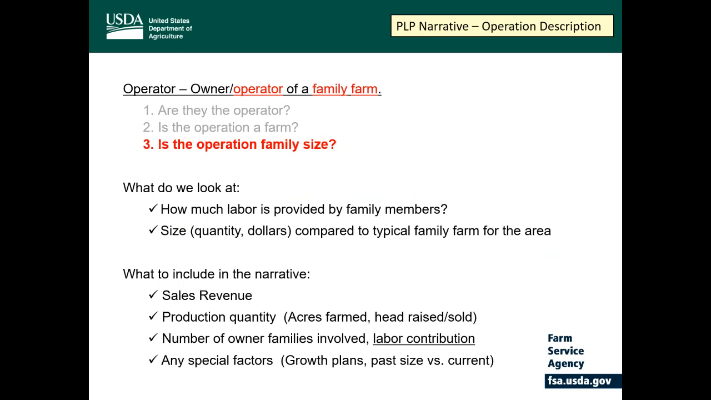Last thing on this operation description part of the narrative is trying to describe a little bit of the size. What we look at in terms of family size is probably the biggest thing: how much labor is contributed by the family members versus how much they have to hire out. Also, something to put the size in perspective, whether it's acres or quantity sold, head of livestock, or dollars of revenue and so forth. We compare that to typical family farms in the area and try to get a comfort level that, yes, this is a typical family size farm. As you're probably aware, this is region specific. Things to include in the narrative, down at the bottom of the slide, like I mentioned: revenue, quantity, owner families involved, their labor contribution, and any other special factors.